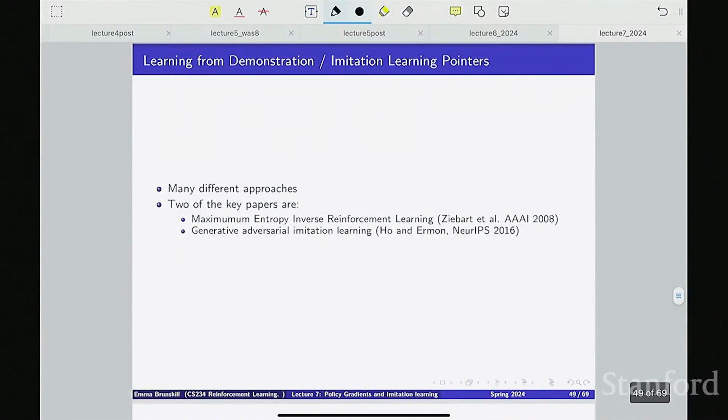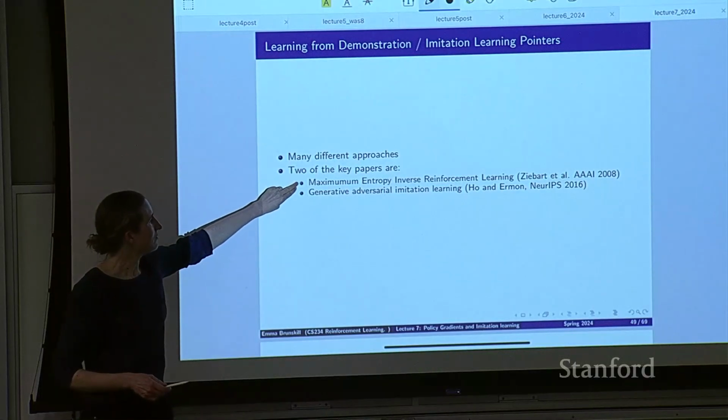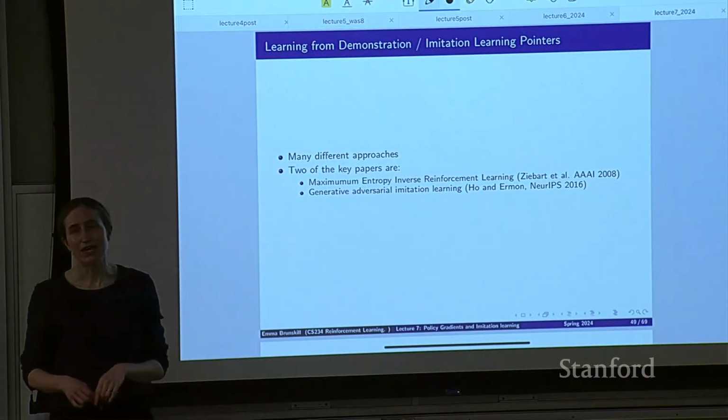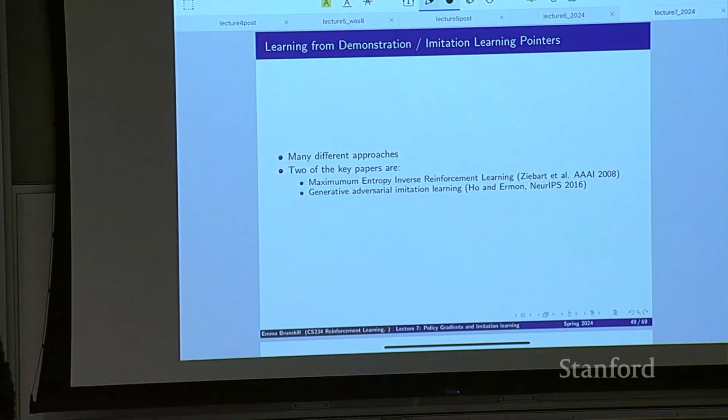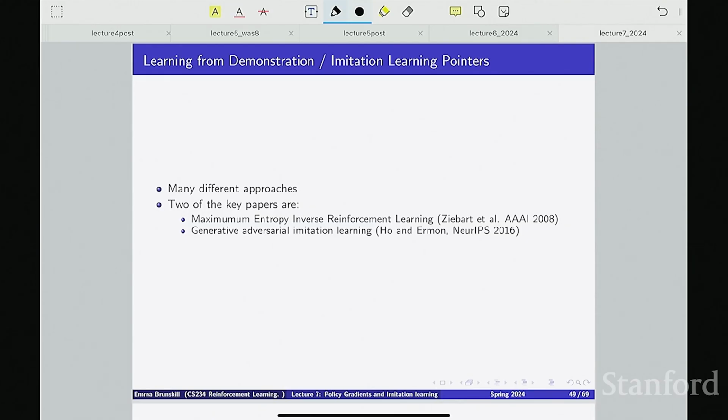There are a number of different ways to do this. Some of the largest and most influential ideas are these two: maximum entropy inverse reinforcement learning and GAIL. And what we'll do next time is talk about maximum entropy inverse reinforcement learning, which has been very, very influential. This is from 2008. So we'll pick up on that on Wednesday. Thanks.